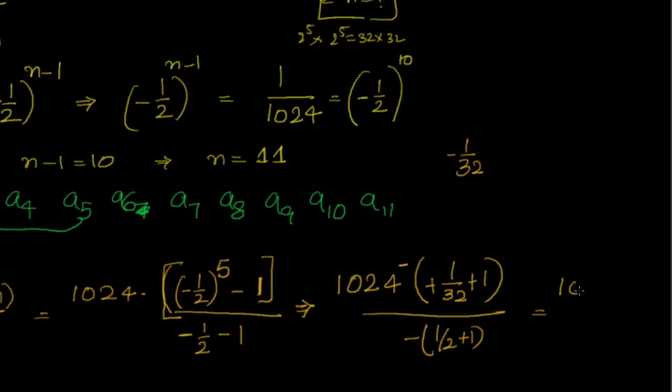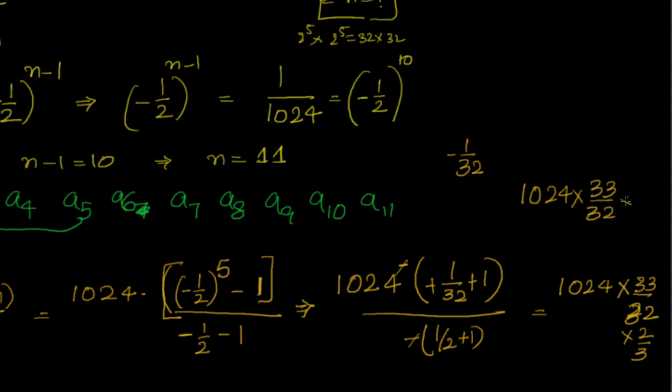This is nothing but equal to 1024 into (32 plus 1) is 33 by 32, into minus, minus cancels out, 3 by 2 will become 2 by 3. So I will write it as into 2 by 3. What we are writing is 1024 into 33 by 32 into 2 by 3. Now we have to simplify this.